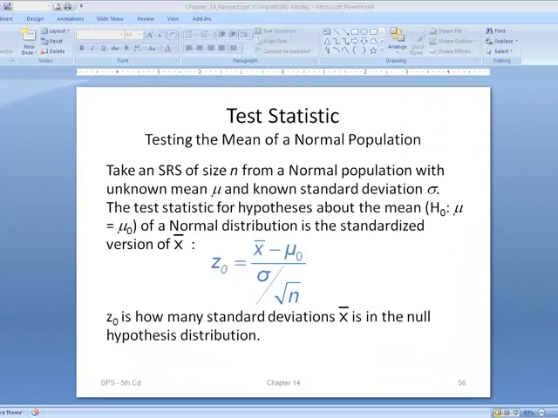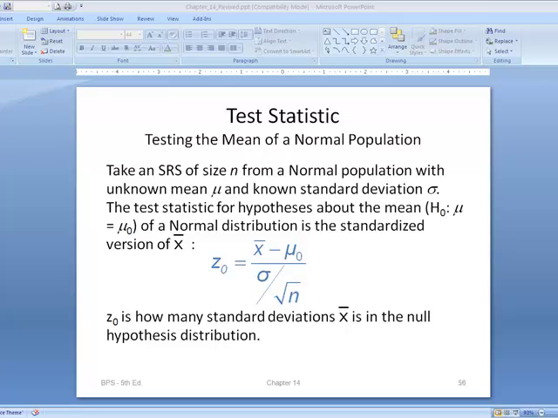So it's how many standard deviations this sample mean that I took is away from the mean of the null hypothesis distribution. So how many standard deviations my sample is in this null hypothesis distribution.